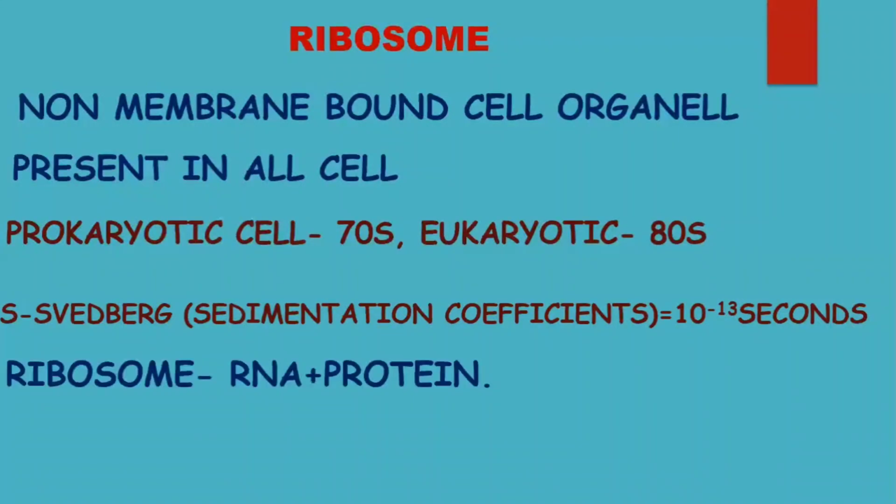So ribosomes are composed of RNA and protein. There is a type of RNA called rRNA, that is ribosomal RNA, and there are proteins.